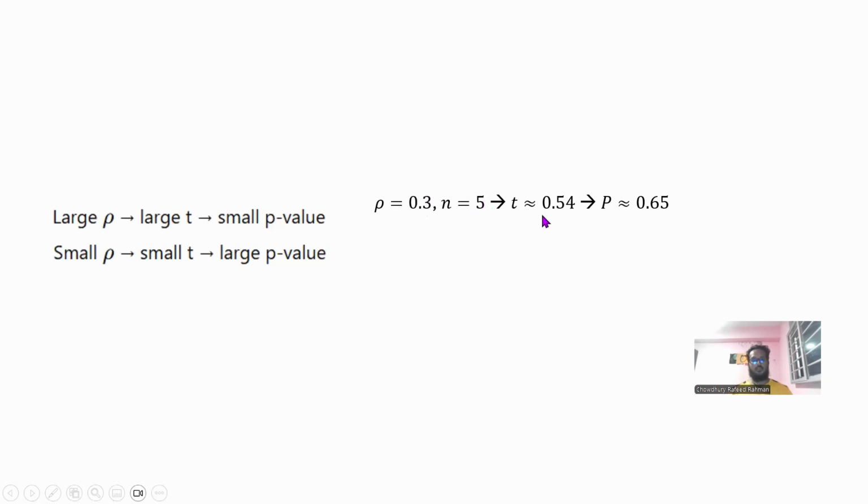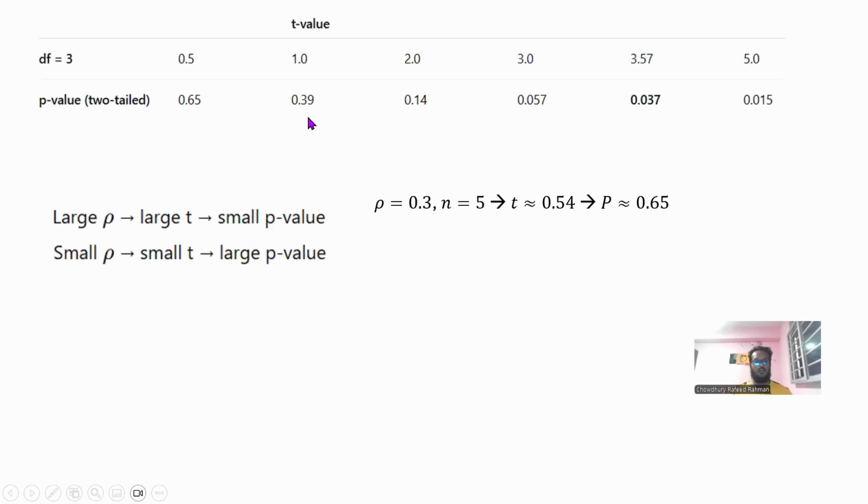sample size of 5. You can do the math here, and you can get a t value of around 0.54. And for that, you can use this t table right here. There are t tables available all over the place. You can just search it up on Google, or you can even ask ChatGPT. So for example, for df equal to 3, here df equals 3, right? Because n equals 5, and df, that means degrees of freedom, equals 5 minus 2, which is 3.